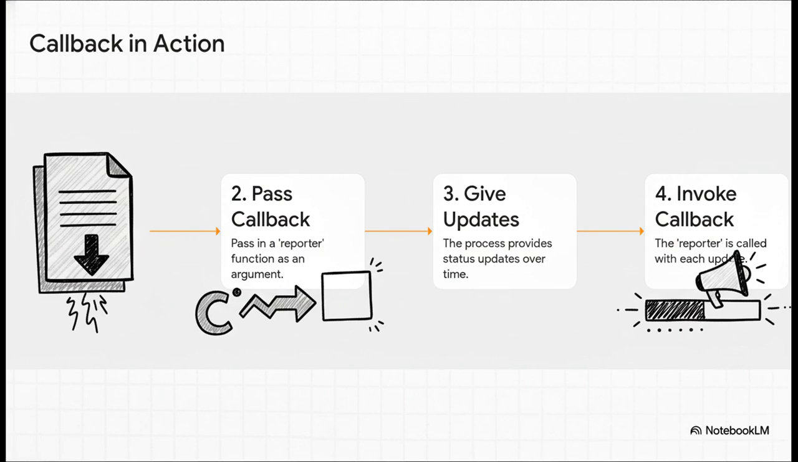And here's a perfect real-world example. Let's say you're downloading a massive file. The download logic itself shouldn't have to care about how you display a progress bar. So you just give it a simple reporter function as a callback. The downloader does its job, and every once in a while it calls your reporter function to say, hey, I'm at 50%. This is what we developers call a clean separation of concerns, which really just means your code is way easier to understand and fix later on.